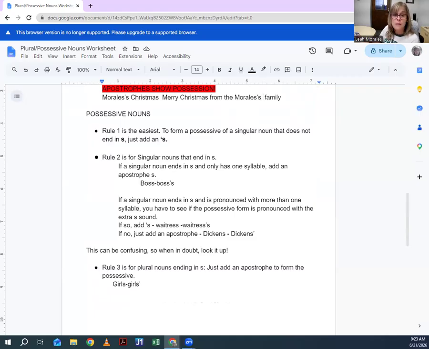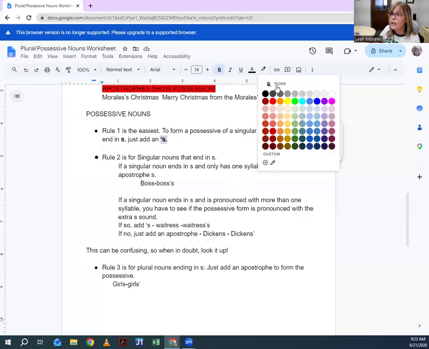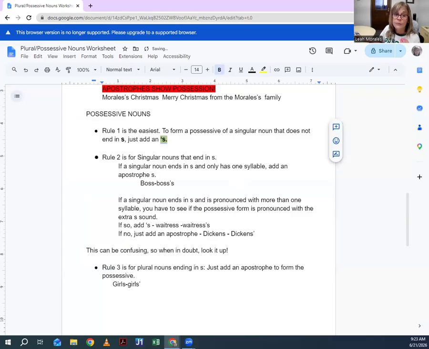Let's look at possessive nouns. And again, there are specific rules related to spelling for those as well. Wouldn't it be easier if English would just pick something and stick with it? It's too late now. We're way into it at this point, okay? Rule 1 is the easiest, just like rule 1 of plural nouns. To form a possessive of a singular noun that does not end in s, just add an apostrophe s. That's all you need is this right here, apostrophe s, okay?